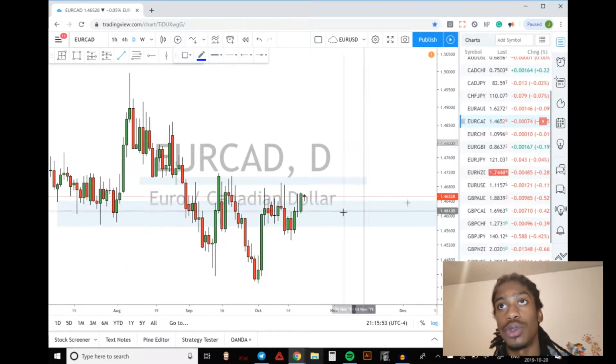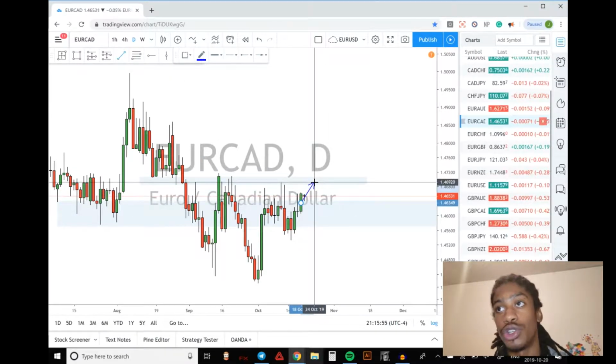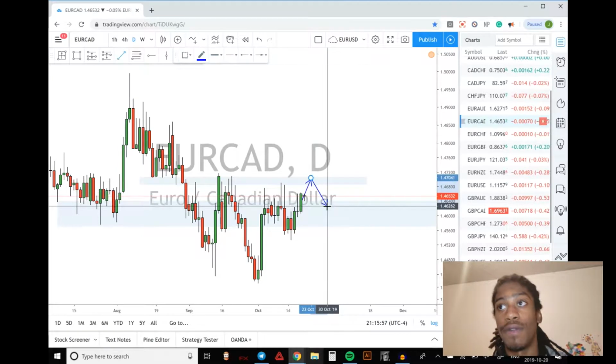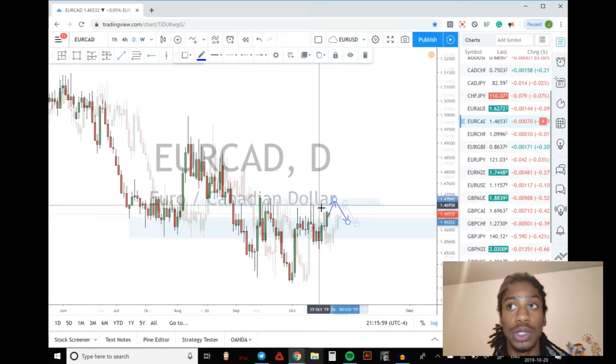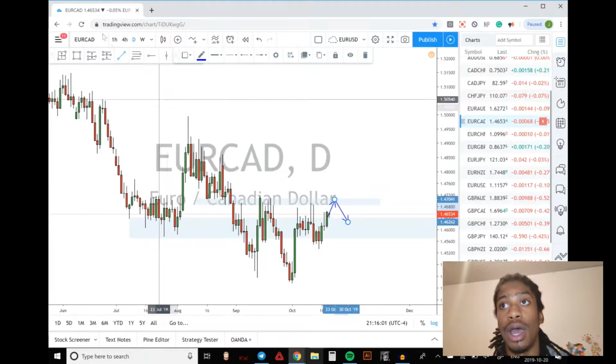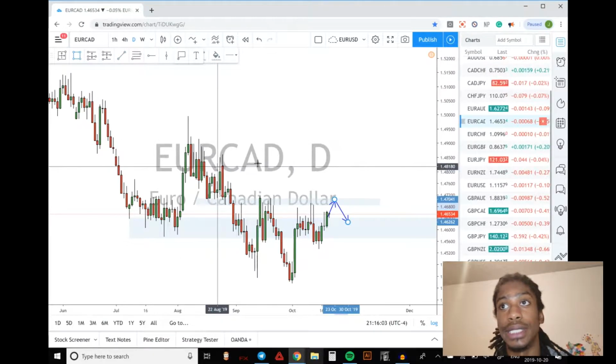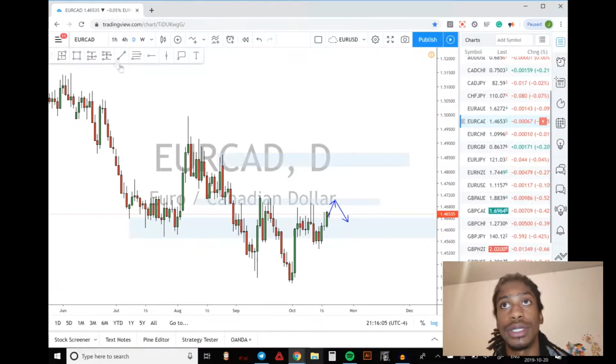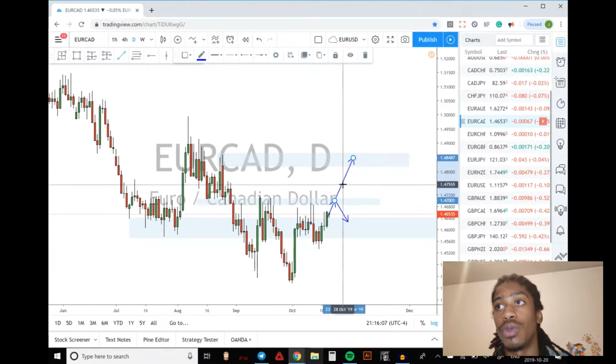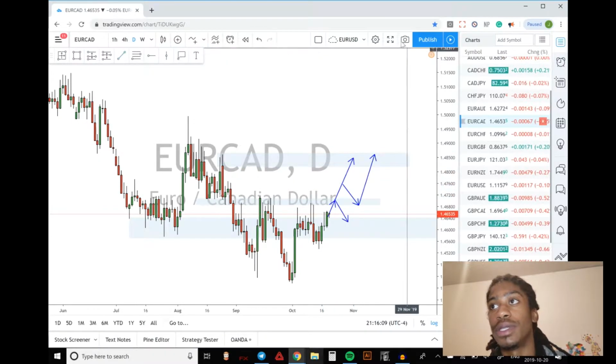Euro CAD. So we're going to see price return to this resistance. From there, we can get price fall back to the support area. I'm more likely to see resistance, price go here. We have these possibilities.